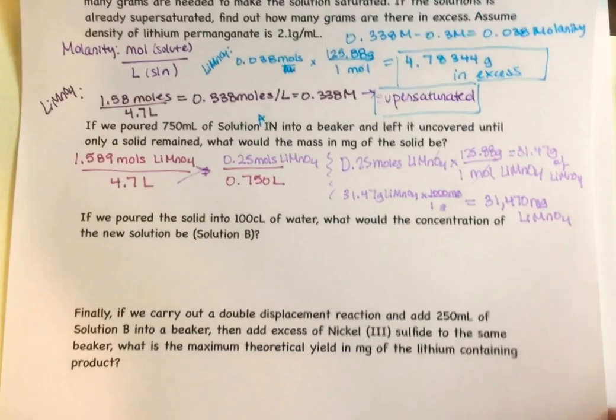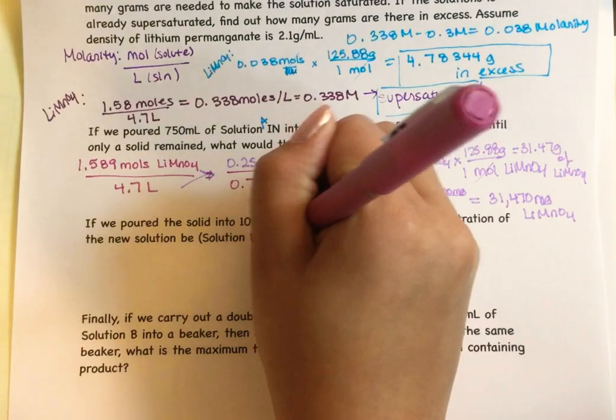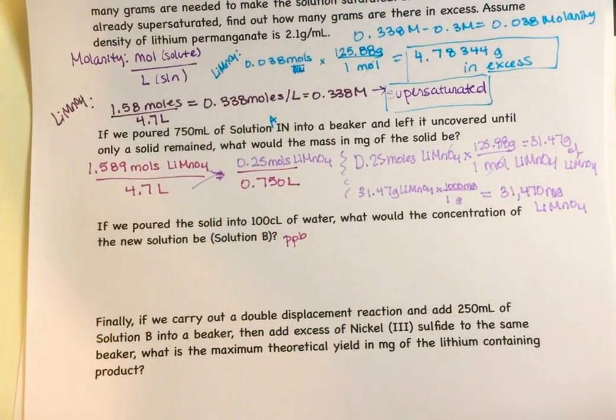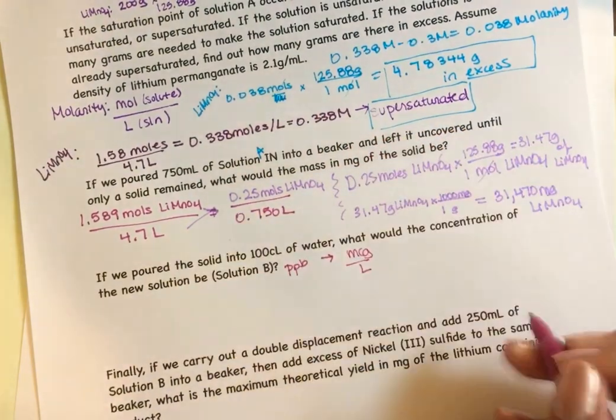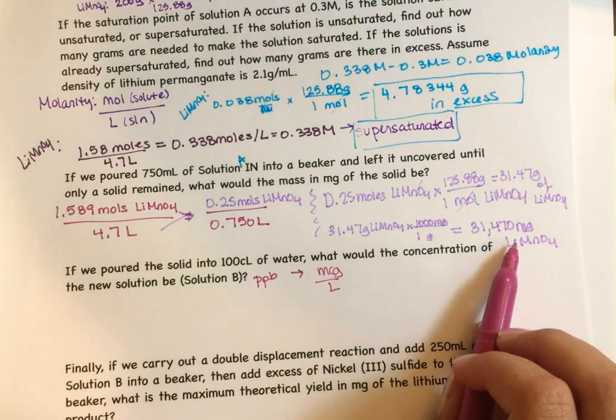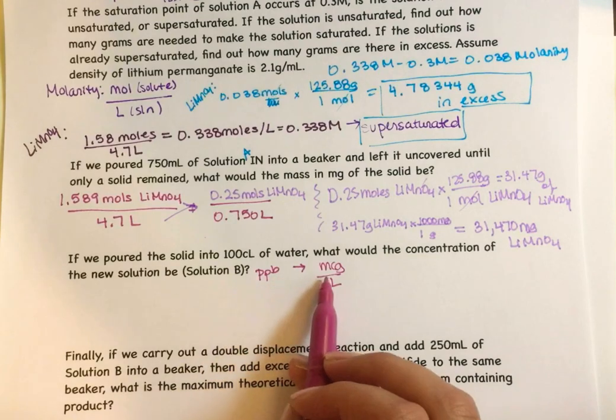Now let's say this is very like in a lab, what might happen in a lab. If we poured the solid into 100 milliliters of water, what would the concentration of the new solution be? Well, I'm going to say right now I want this in parts per billion, where parts per billion is micrograms per liter. If it had been parts per million, it would have been milligrams per liter. If it had been molarity, it would have again been moles per liter. But I'm going to say let's do it in parts per billion.